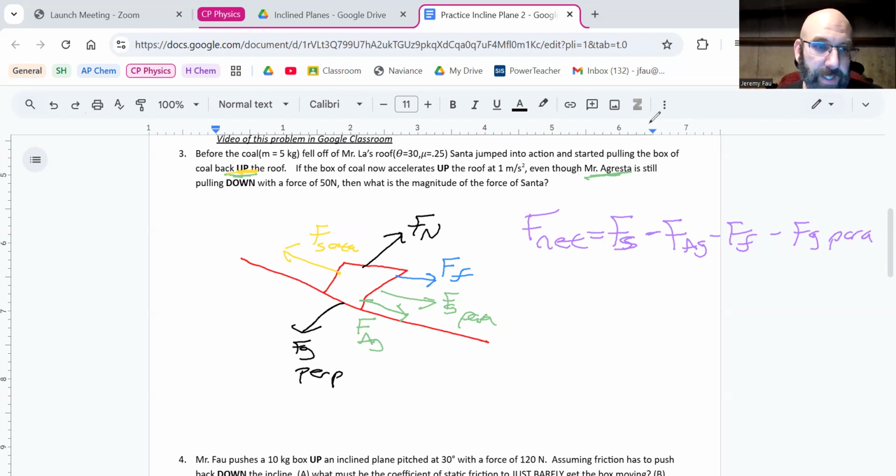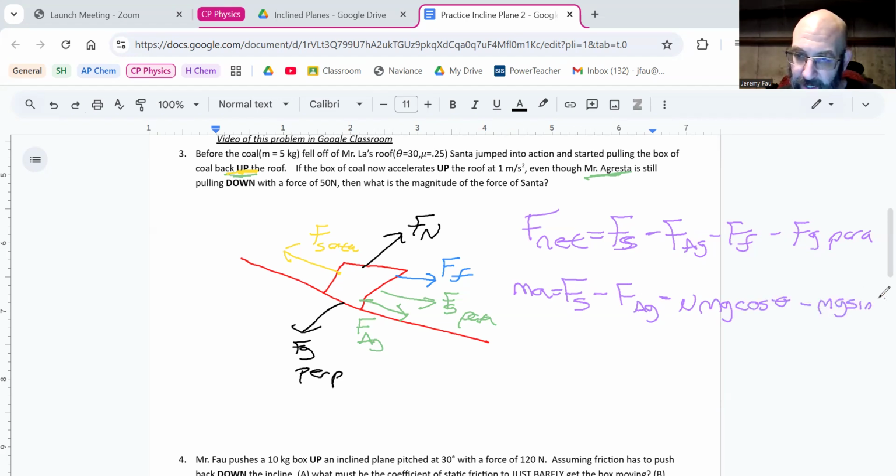Okay, so let's break all these things down. F net is ma. Santa's force, we're going to call Fs for now. Agresta's force, we're going to call Fag. Friction is mu mg cosine theta. And gravity is mg sine theta. Now we're just going to plug our things in. The coal has a mass of 5, so m is 5, and a is 1.